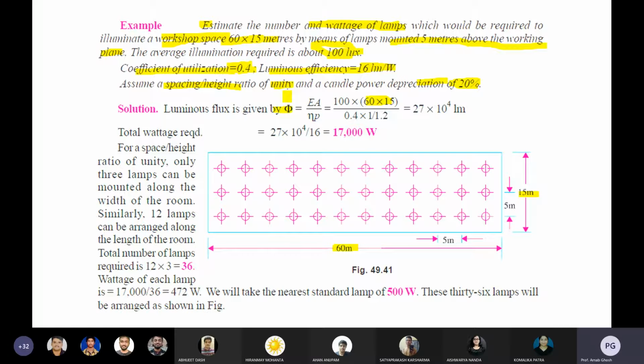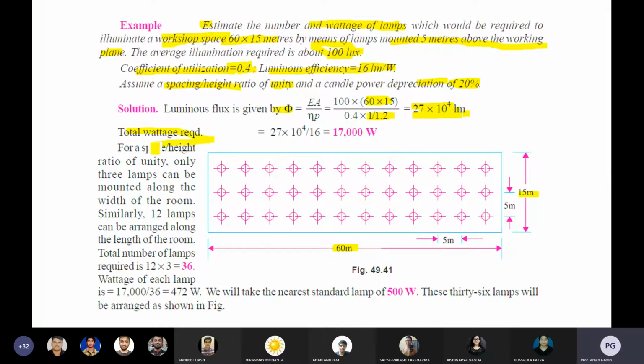So how much wattage is required? In total, you are getting that value of luminous flux. The flux is there, 24/7 into... So now we divide by 16, since the luminous efficiency is given as 16 lumen per watt. So it is 27 into 10 to the 4 lumen.